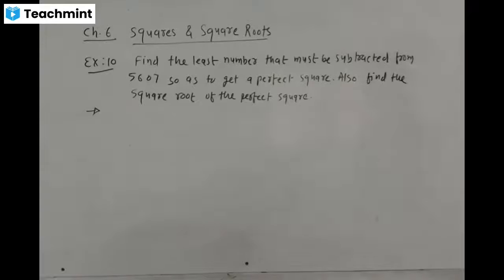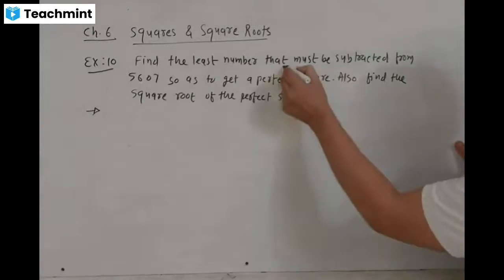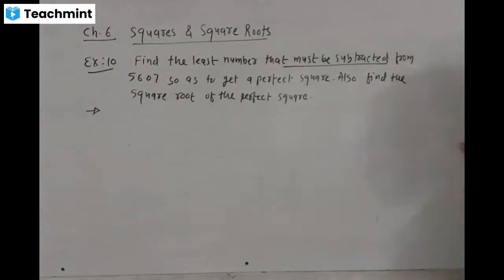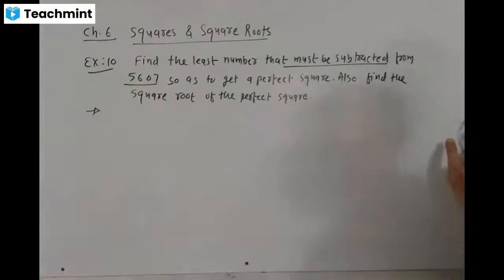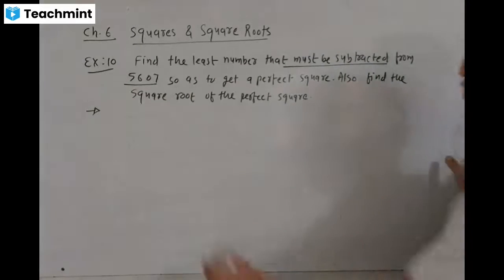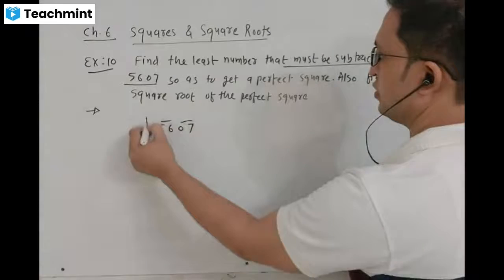See here. Find the least number that must be subtracted. सबसे छोटा नंबर हमें सब्ट्रैक्ट करना. To find the square root of 5607. So first you find the square root of 5607.